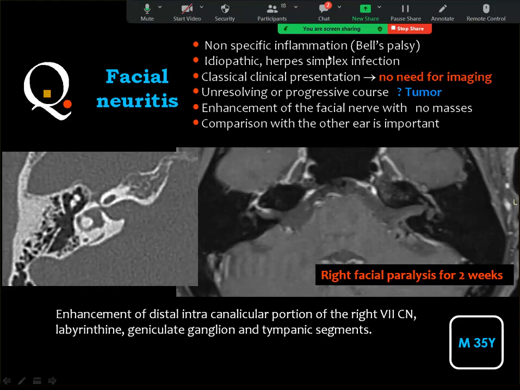Then this is non-specific inflammation. It can be idiopathic, can be secondary to herpes. The classic clinical appearance is not necessary to be imaged by CT or MRI, but if the course of the facial neuritis is not resolving or the course is progressive, then you should have imaging to exclude the possibility of a tumor. The diagnosis is based on enhancement of the facial nerve with no masses or focal enlargement.